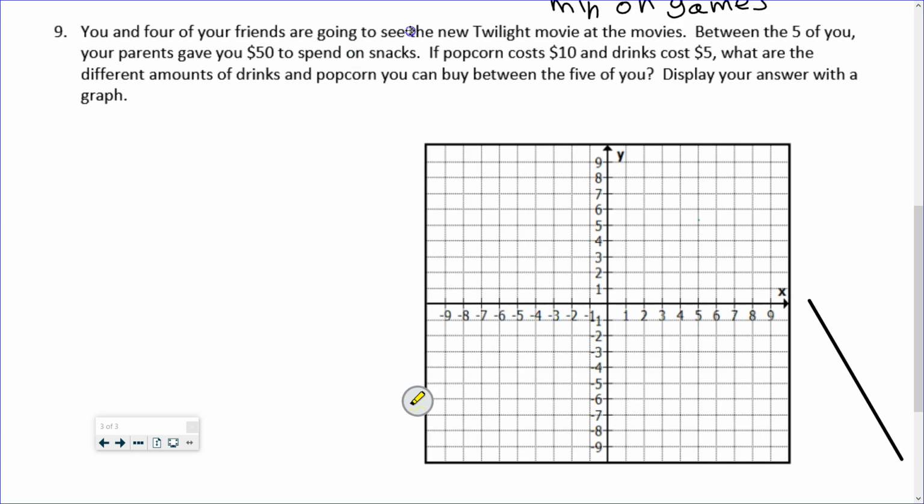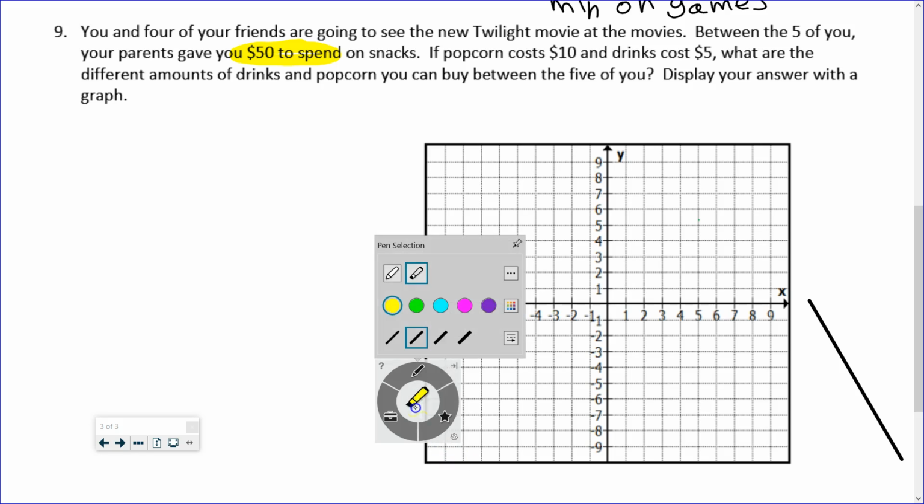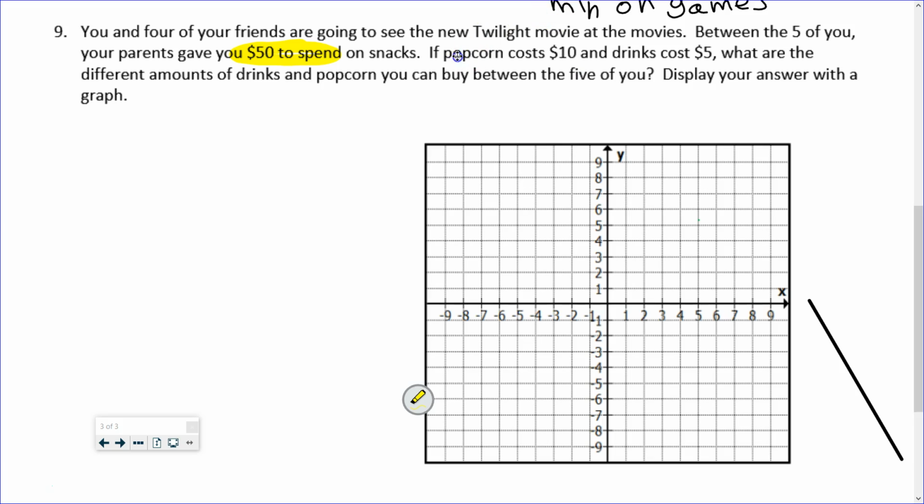You and 4 friends are going to see the new Twilight movie at the movies. Between the 5 of you, your parents give you, hey look, they gave me how much money? They give me $50 to spend on snacks. Okay. If popcorn costs $10, that's important. Popcorn is going to cost me $10 and drinks cost $5. What are the different amounts of drinks and popcorn you and your friends can get?